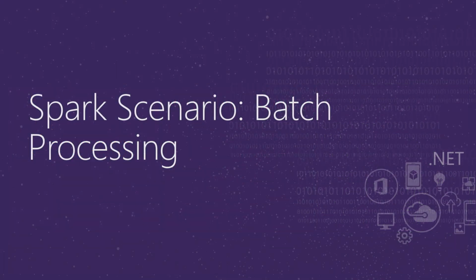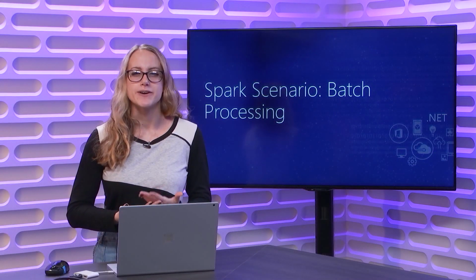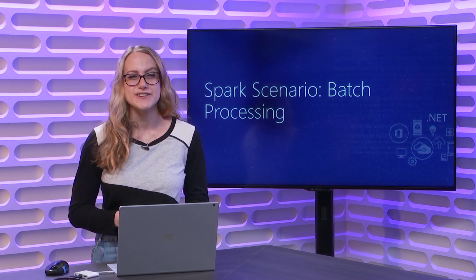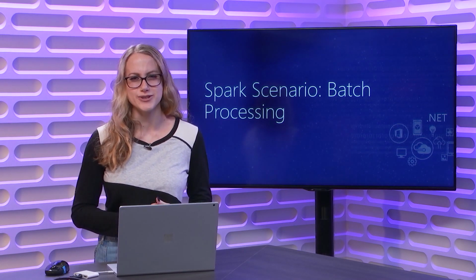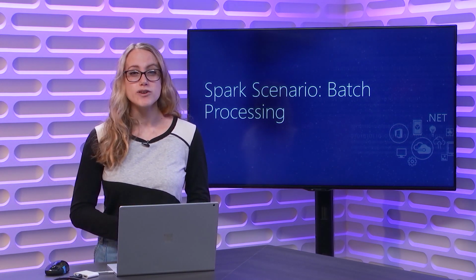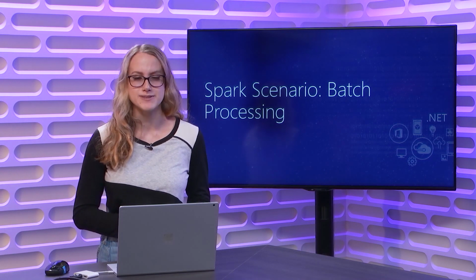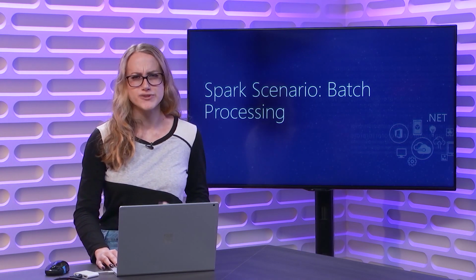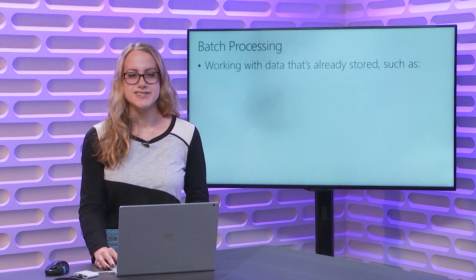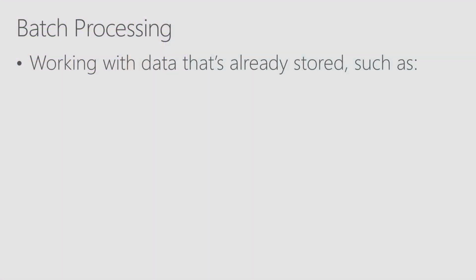So now that we've seen a little bit about what .NET for Apache Spark is and why it's such an exciting new solution for us, let's take a look at a few different scenarios that we can complete and some really exciting applications we can build using .NET for Apache Spark. So one of the most fundamental big data apps is batch processing. So what is batch processing, or what is batch data? Batch data means that we're working with data that's already been stored.